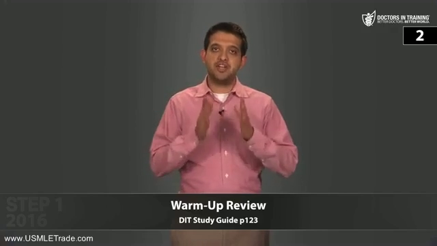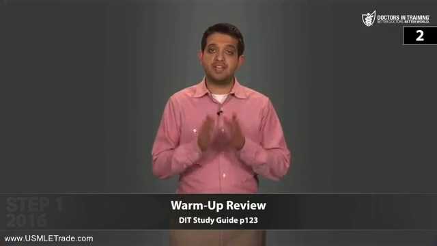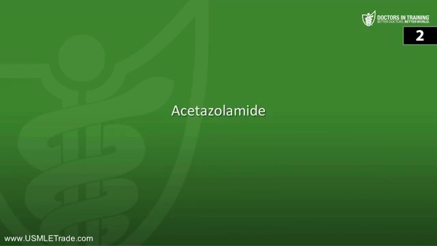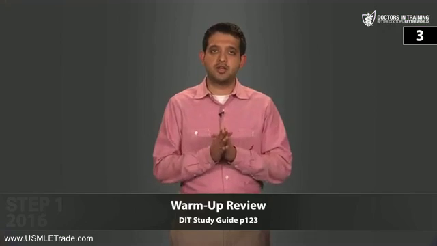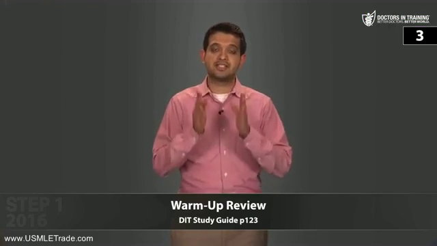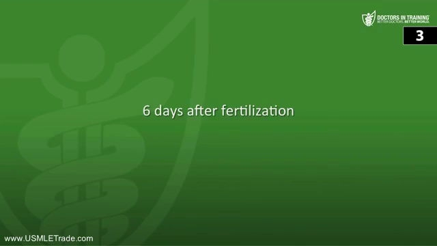Next question. Which diuretic is used in the treatment of idiopathic intracranial hypertension? So the answer here is acetazolamide. We don't use it much for diuresis, but we do use it for pseudotumor cerebri, glaucoma, and altitude sickness. And next question. When does implantation of the zygote take place? So this is 6 days after fertilization.